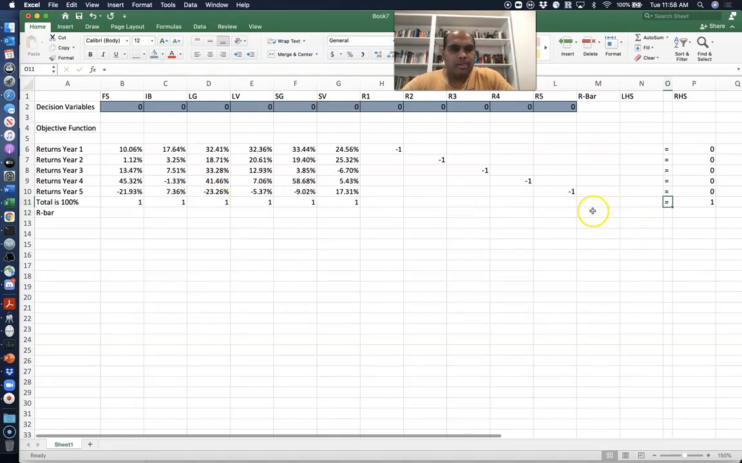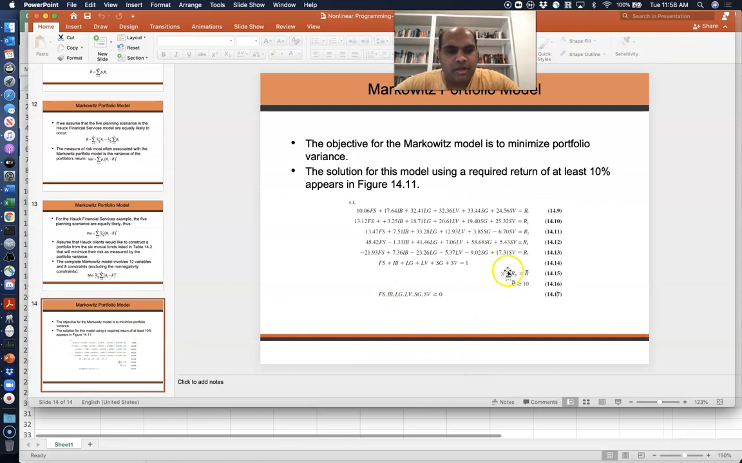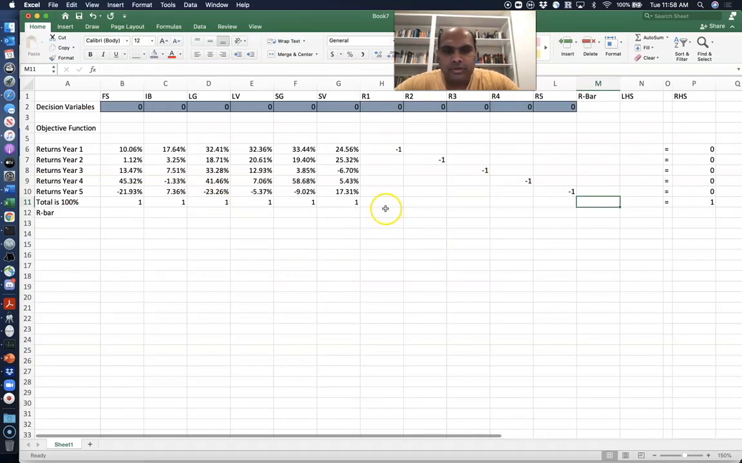Then R bar is equal to... so if you look at the constraint here, it says 1 over 5 times R1 plus 1 over 5 times R2 plus 1 over 5 times R3 minus R bar is equal to 0. Again, I don't want variables on the right hand side. So it's going to be 1 over 5, 1 over 5, 1 over 5, 1 over 5, 1 over 5, minus R bar, equal to 0. That's how I'm going to set mine up.